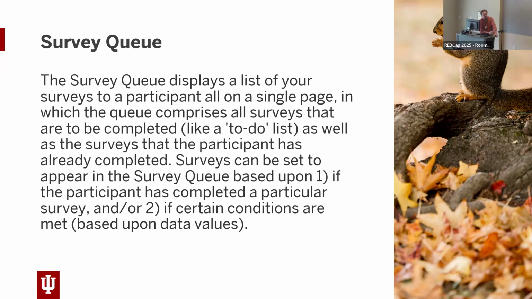And also if they've completed a particular survey. So that's an important point as well, is you're able to condition it so that they only see a particular survey in their survey queue once they've completed some other survey in their survey queue. Sometimes you don't want them to be able to fill out all the surveys at once. They need to have completed some previous survey to see the next set of surveys, that sort of thing.